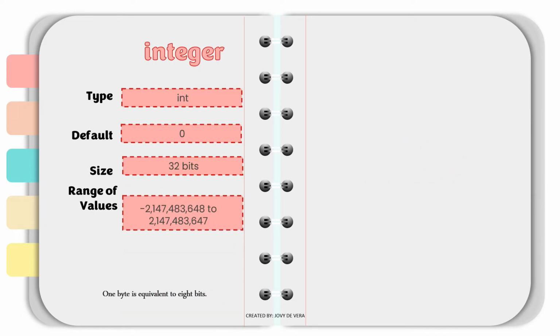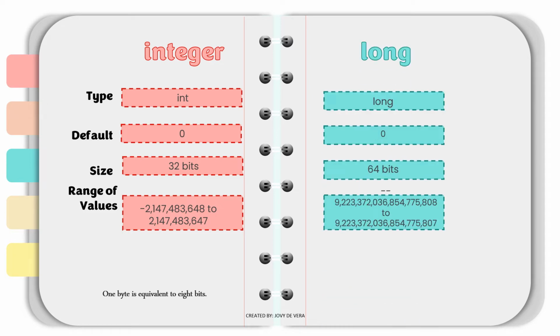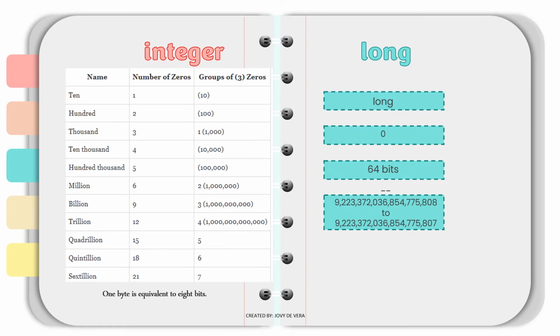The next data type is integer or int. The default value is 0. The size is 32 bits. Range of values, so there are how many zeros? 9 zeros, so this is in billion, right? Okay, for the next one, it's long. The default value is 0. It is 64 bits. So the range of values, let's take a look on how we interpret. If there are 18 zeros, so it's quintillion.